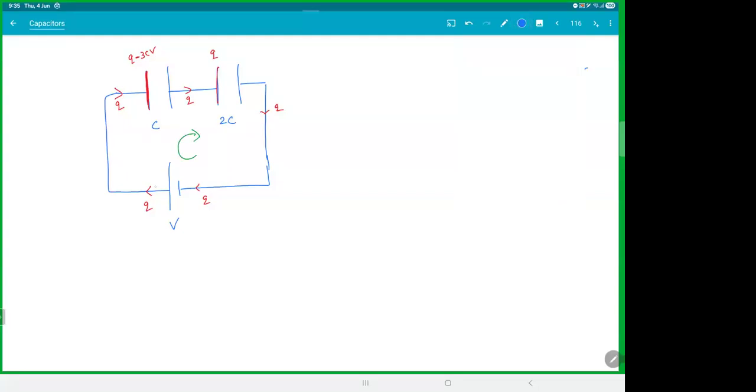I'll start from the battery. I'm going in the battery from negative to positive, plus V. I'm going to the capacitor, (Q minus 3CV) by C. I'm going to the capacitor, minus Q by 2C is equal to 0. Let's write that up. V minus Q by C plus 3V minus Q by 2C. This is 4V is equal to 3Q by 2C. So Q is equal to 8CV by 3. Interesting. So that is the charge which has gone through the battery.